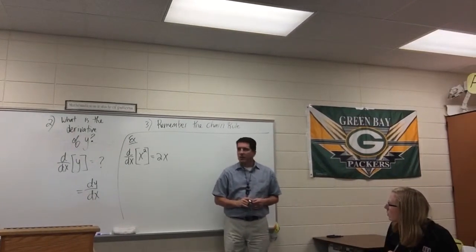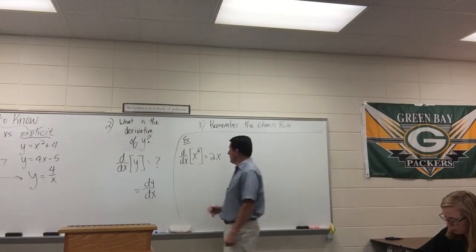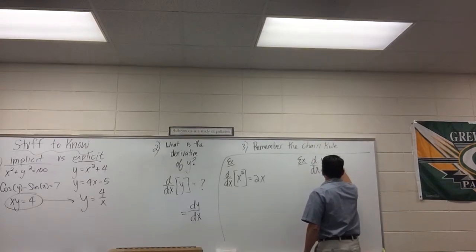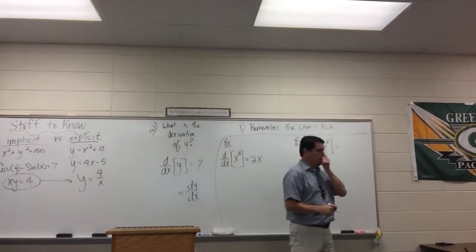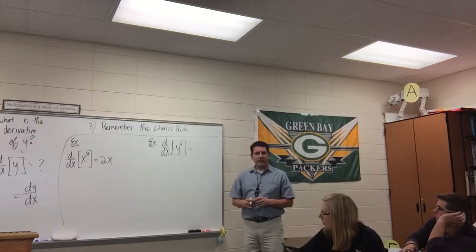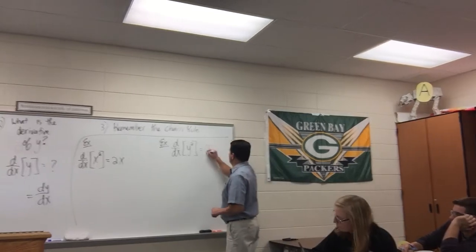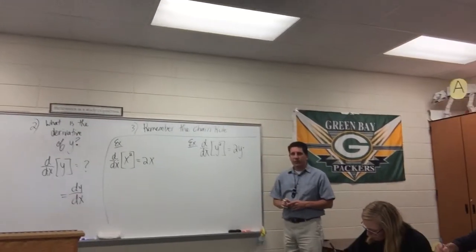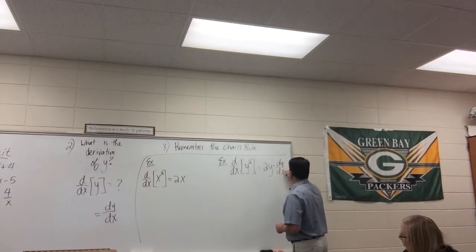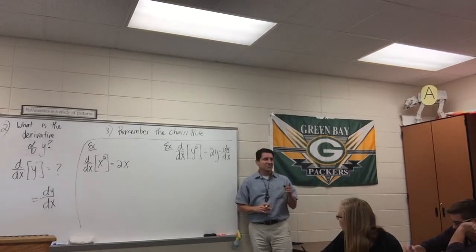Okay? And this is the notation. This means find the derivative of this thing, this function, with respect to x. All right, but now watch this. What is the derivative of y squared? The natural thought is 2y, right? But it's incomplete. It's 2y multiplied by the derivative of y, which is dy dx. That's where the chain rule comes in.